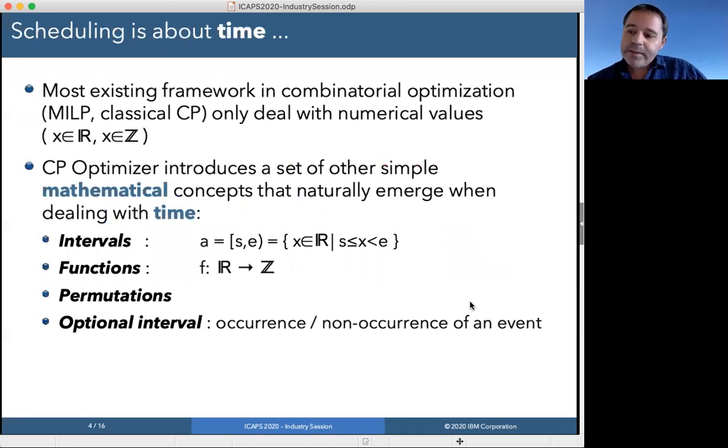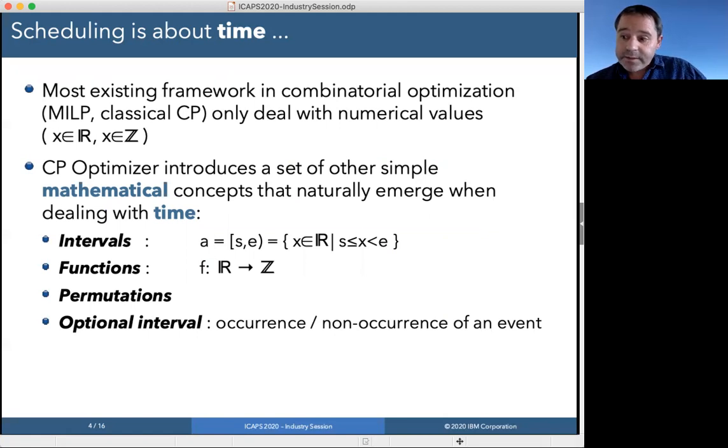So you will say there are existing optimization frameworks that work this way, like typically mixed integer linear programming or constraint programming tools. Yes, that's true, but from our point of view, these tools have some limitations when dealing with scheduling problems, in that they mostly deal with numerical decision variables, integer or floating point variables, whereas when you're dealing with scheduling problems, you are dealing with a particular dimension, that is the dimension of time.